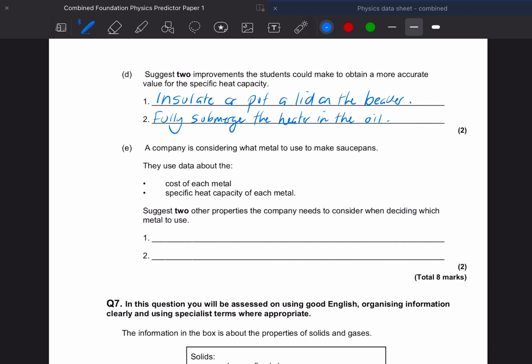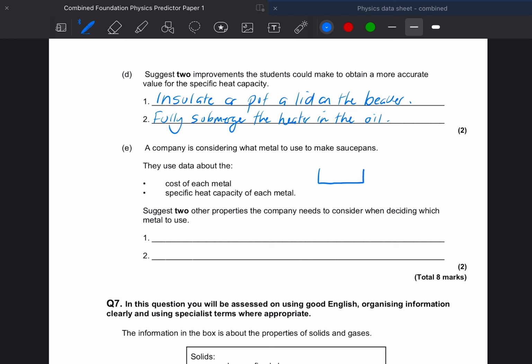Okay, a company is considering what metal to use to make saucepans. So this is applying it to the real world. They use data about the costs of each metal and the specific heat capacity of the metal. Suggest two other properties the company needs to consider when deciding which metal to use. So we can't talk about cost of the metal, and we cannot talk about specific heat capacity. So we've got to think, what do we want a pan to do?